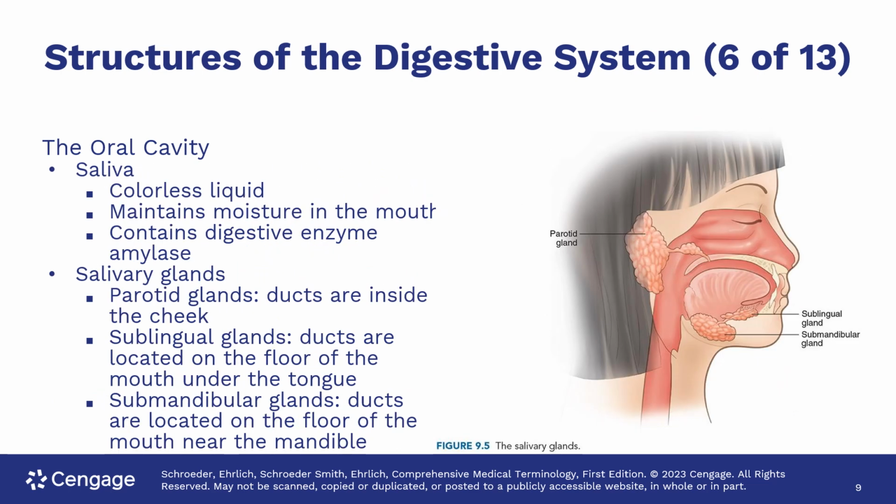There are salivary glands in the mouth. Parotid is inside the cheek. Sublingual: sub is under, and ling is tongue. So al is pertaining to. So pertaining to under the tongue is where the next set of salivary glands are. The submandibular glands are where? Under the mandible. They secrete saliva, which is spit, a clear liquid that moisturizes and contains digestive enzymes.